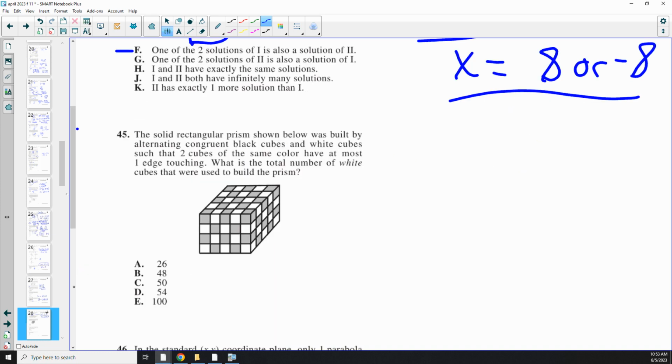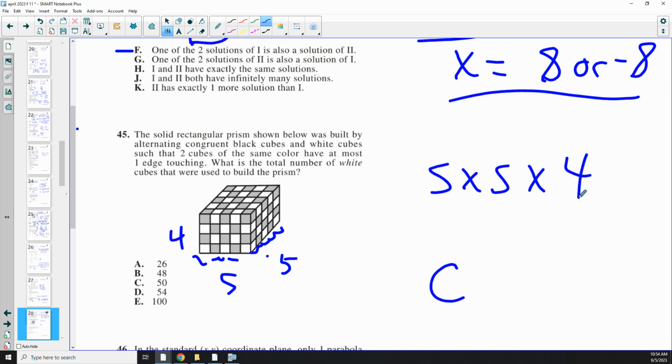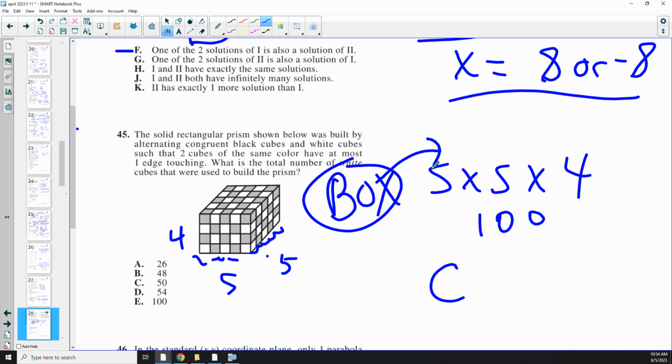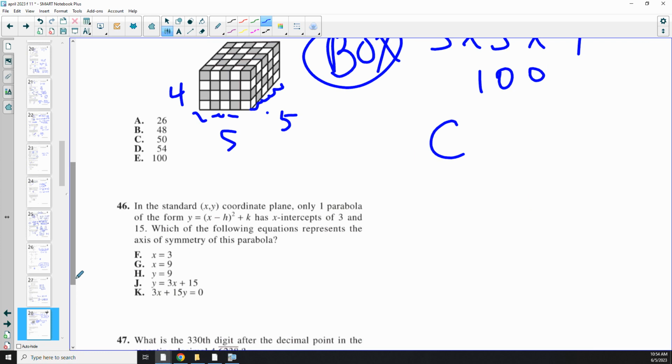This is a repeat. You just need to know the volume of the box, and the answer is C. Let's see why. 1, 2, 3, 4, 5. 1, 2, 3, 4, 5. And 1, 2, 3, 4. So the volume of the box, that's how many cubes there are, is 100. You could also use the box program to get that. And of course, half of them will be white and half of them will be black.